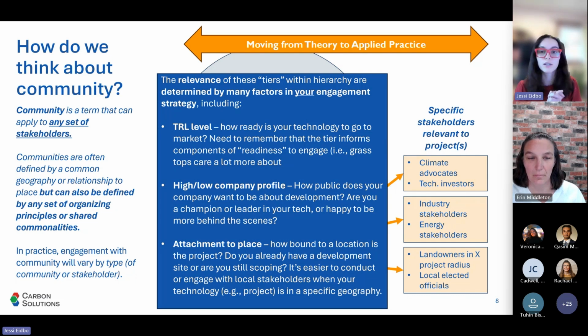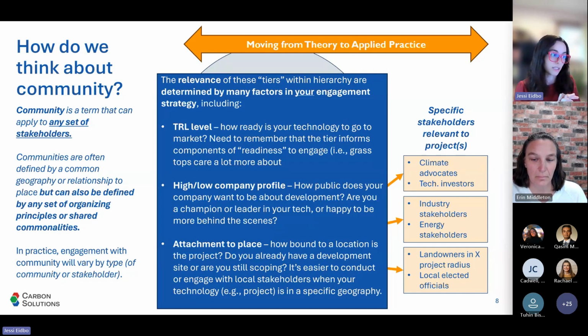The other is the sort of high-low company profile that you want to hold. Are you looking to be super public about the type of development that you're doing or the development that you're engaging in? Are you trying to be a champion or a leader in the technology? Or are you looking to be more behind the scenes and let the market carry you and you'd like to operate? There's no right or wrong answer to these questions, but they are the types of proactive questions that can help inform your engagement strategy well before you have any conversations with anybody.